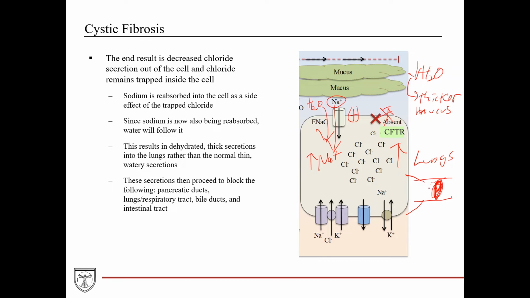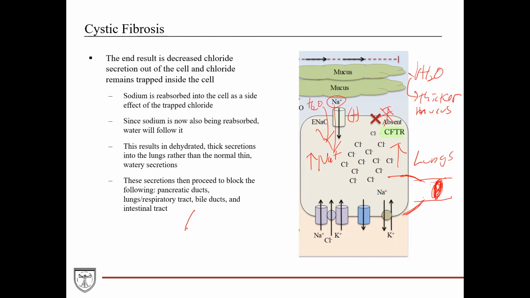And then having chronic infections and having this buildup of mucus causes significant inflammation, which damages the respiratory tract. You can develop bronchiectasis, where you have deformation of the respiratory tract structure. And again, that just furthers the process of developing infections. Also, the other thing is this affects the digestive tract.